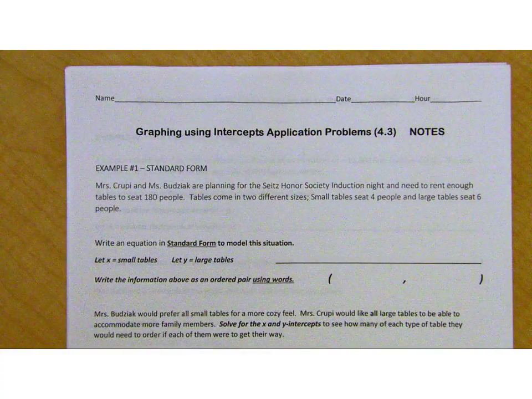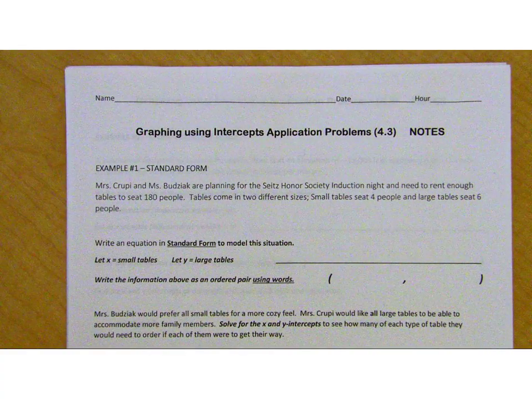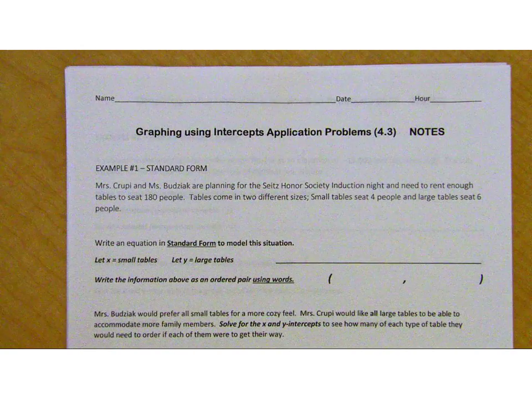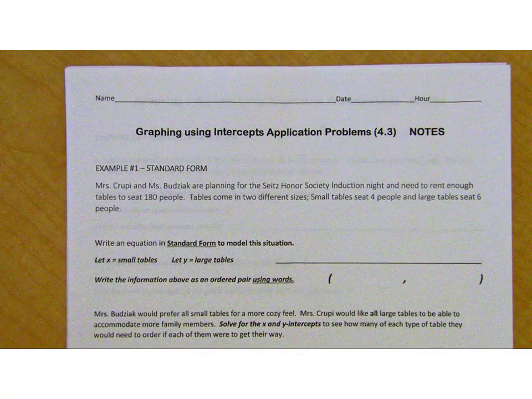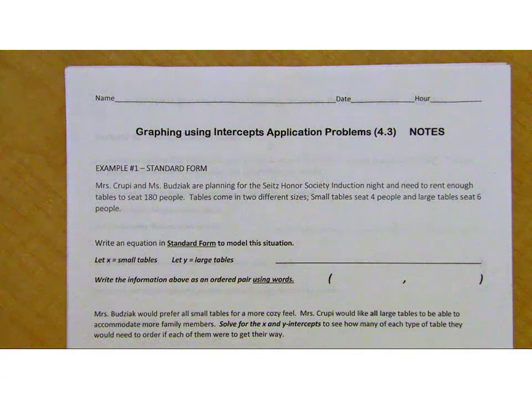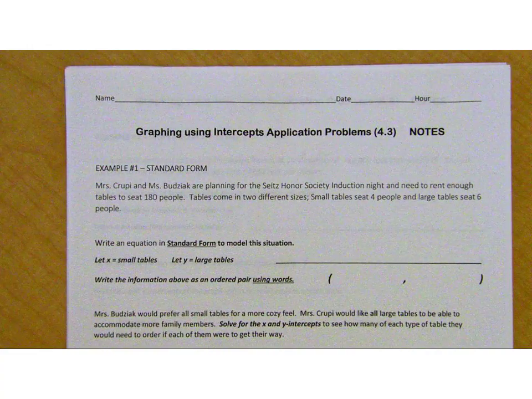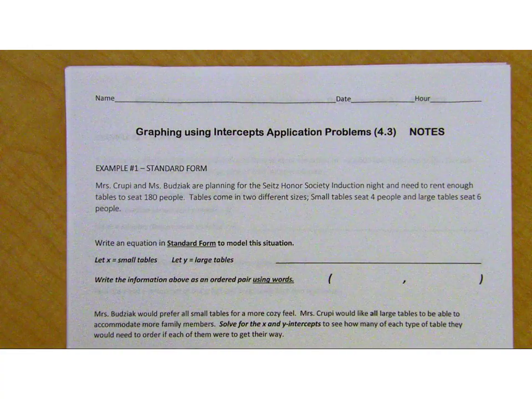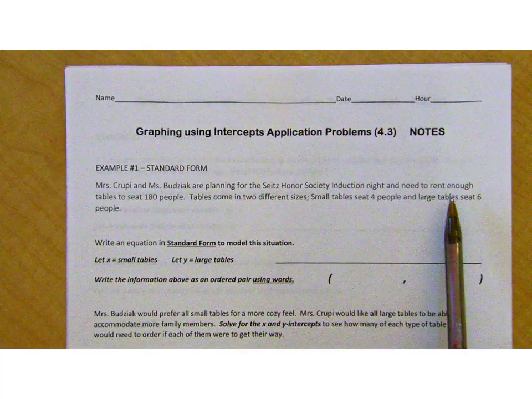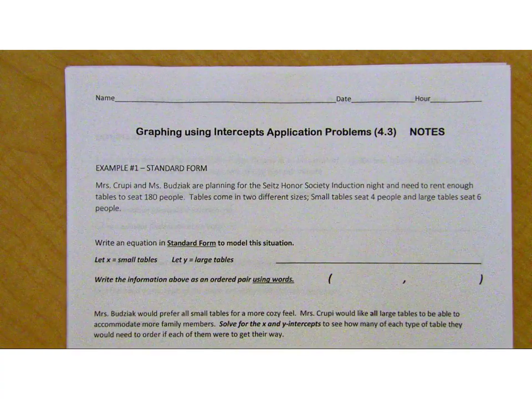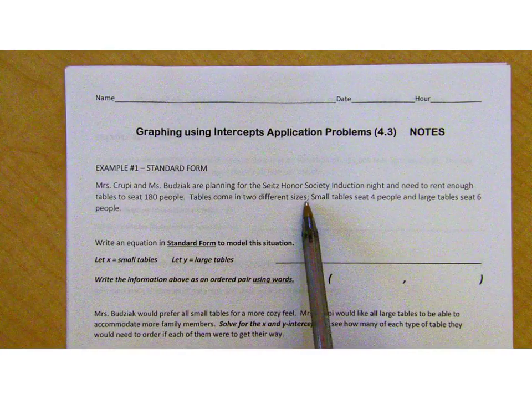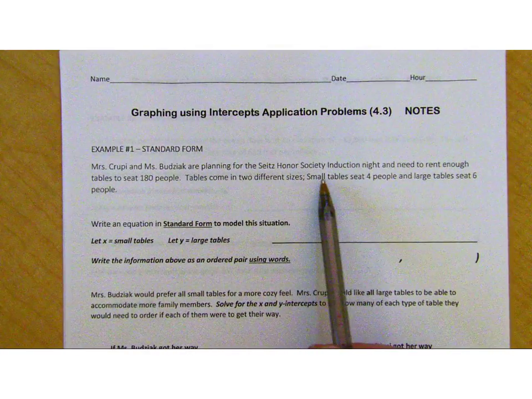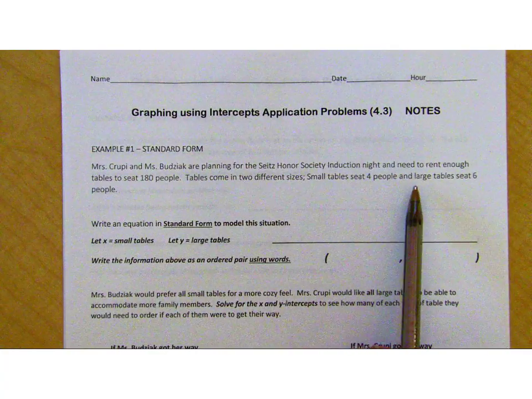You had the Honor Society inductions last month or whatever, right? So when Miss Krupe and Miss Budziak plan for that, they have people RSVP. Okay, everybody listening? Calculators down. So they got 180 RSVPs that said, yes, I'll be there. They didn't want to use the cafeteria, so they said, let's rent some nice round tables, okay? It'll class it up a little bit. The tables come in two different sizes. Small tables can seat 4, and large tables can seat 6.